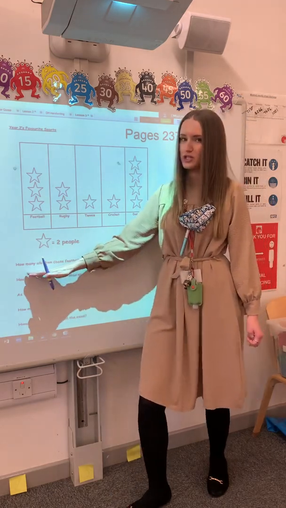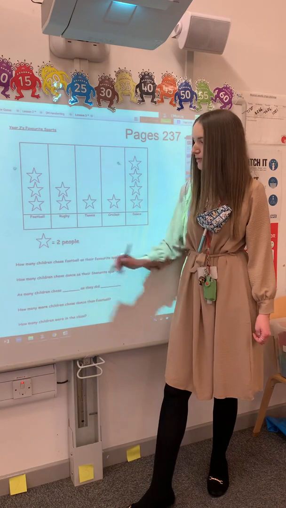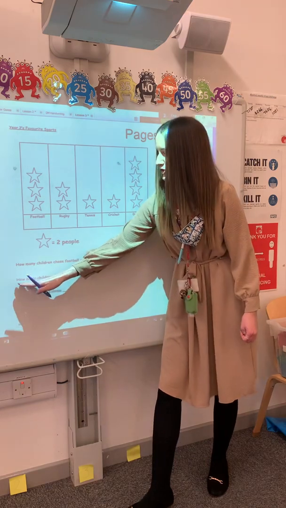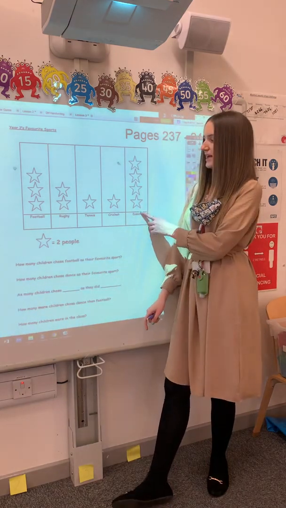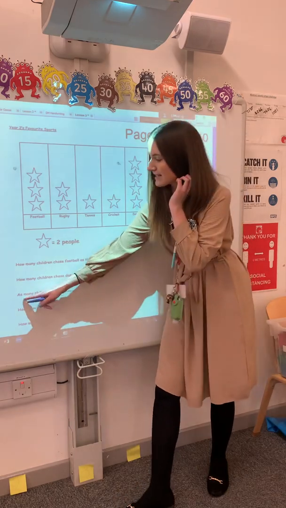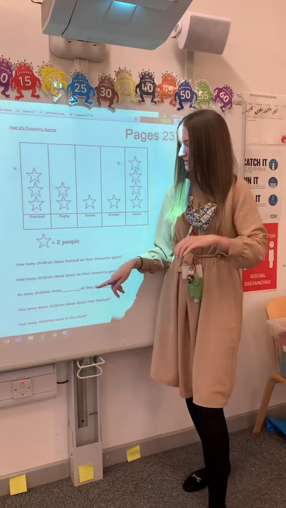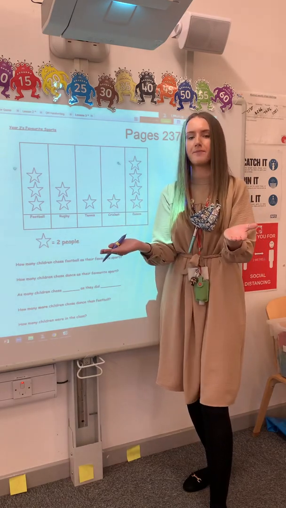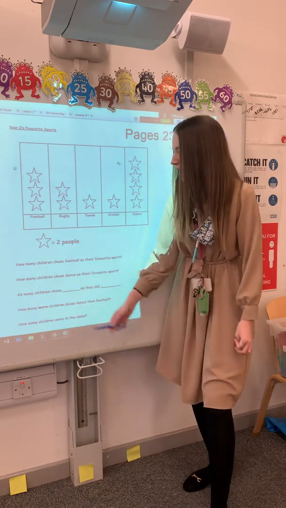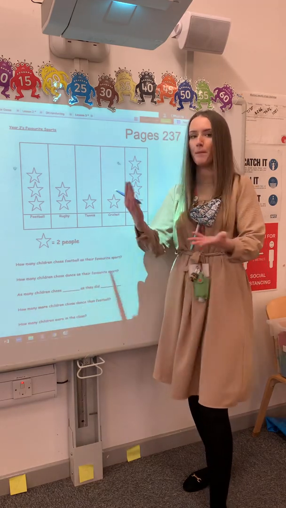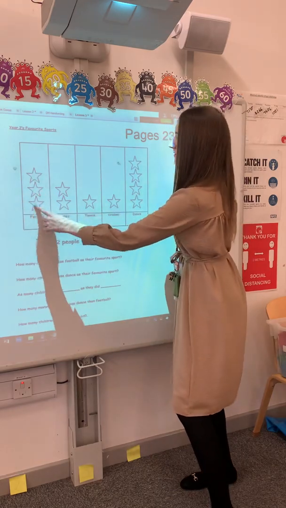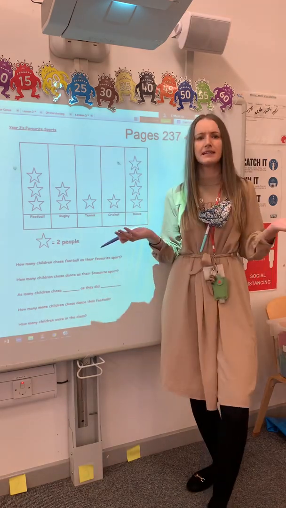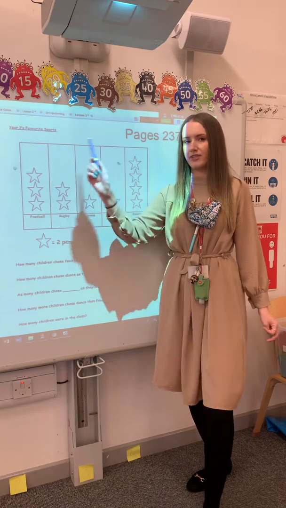Okay, so your first question, how many children chose football as their favourite sport? The next question, how many children chose dance as their favourite sport? As many children chose something as they did something else. So which 2 sports have the same amount of children? How many more children chose dance than football? We're comparing how many more chose this. So we subtract football's amount and see what we've got left. And how many children were in the class?